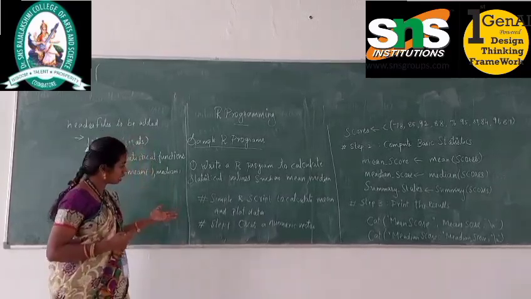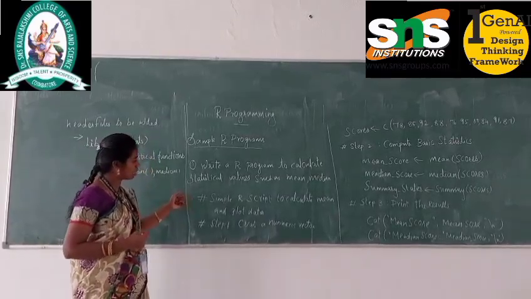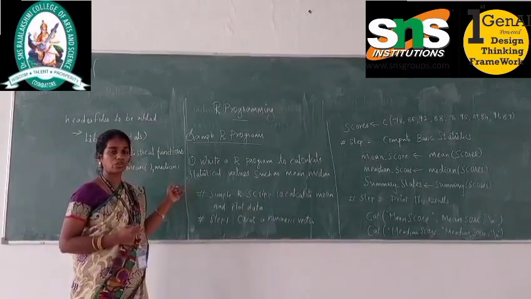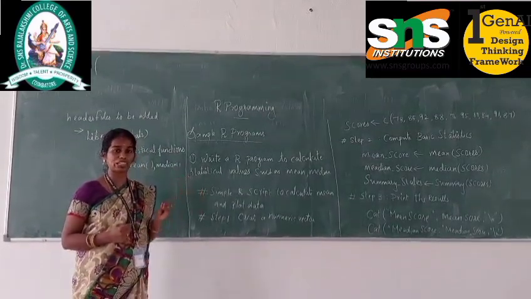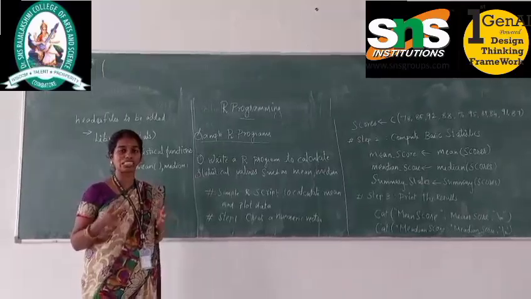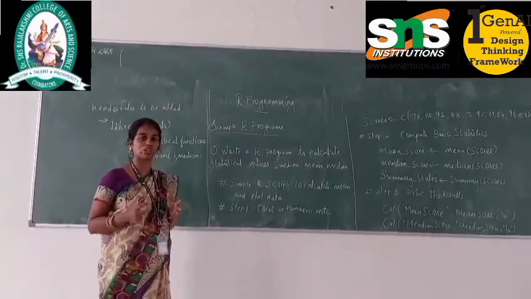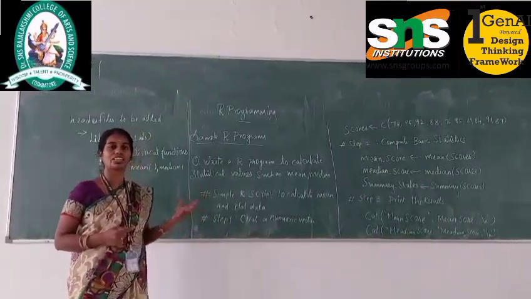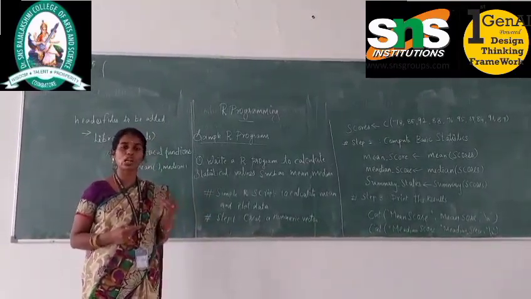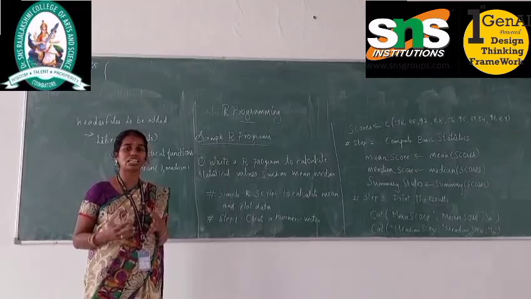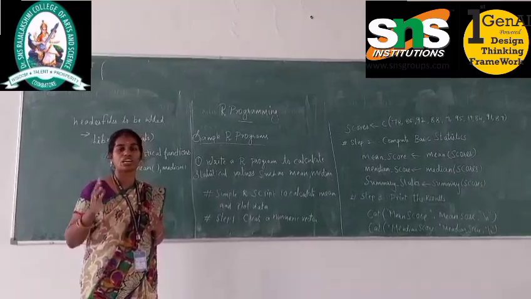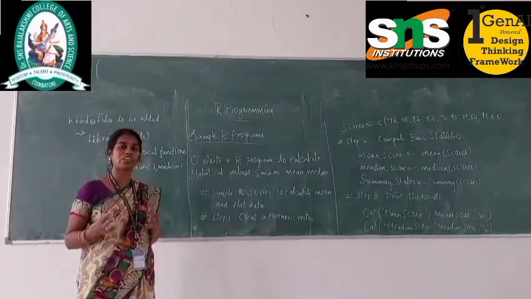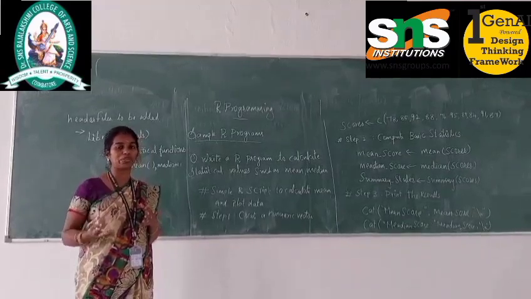Here the hash symbol is used in RStudio to create comment lines. For the purpose of creating comment lines we use the symbol called hash. A comment line is nothing but non-executable code in programming, so the compiler will not execute those comment lines.